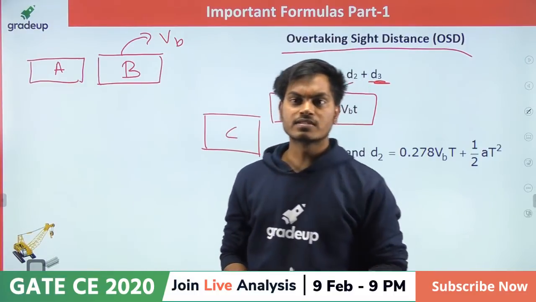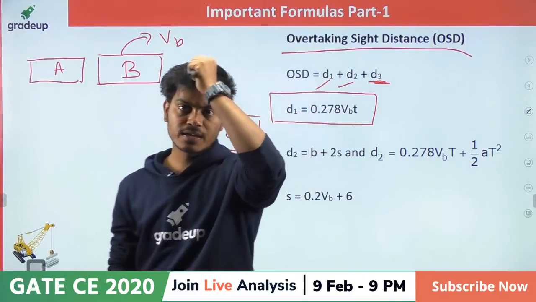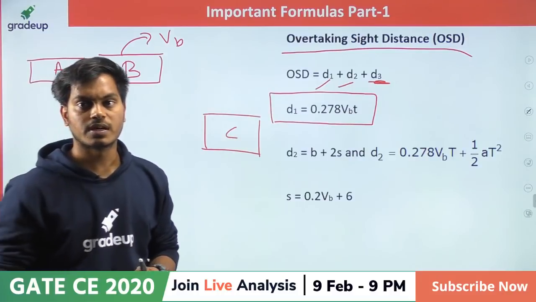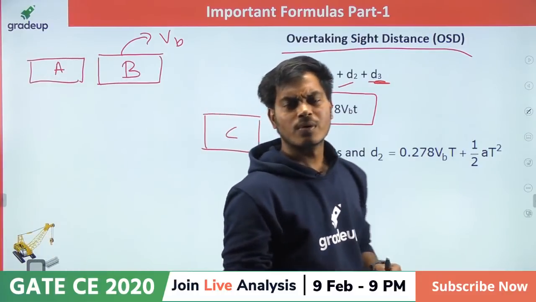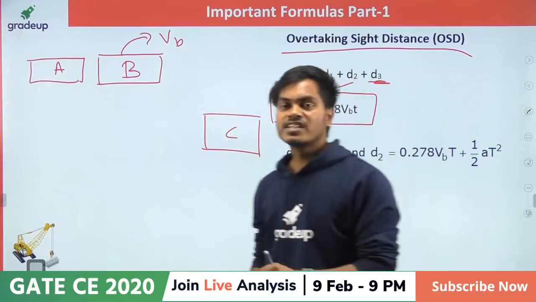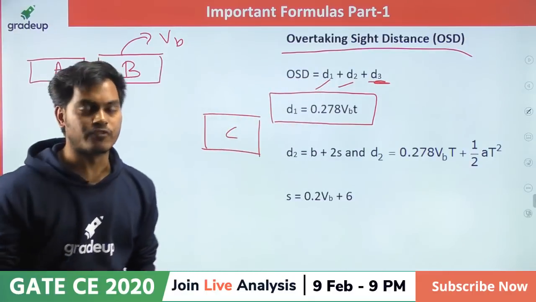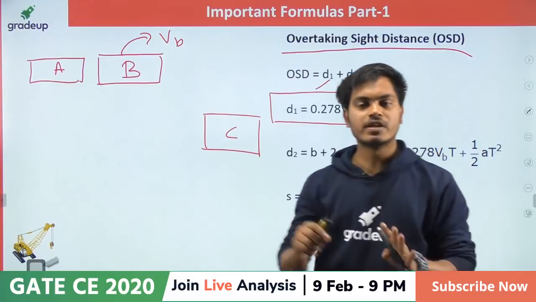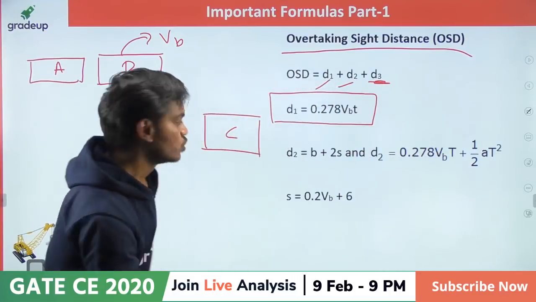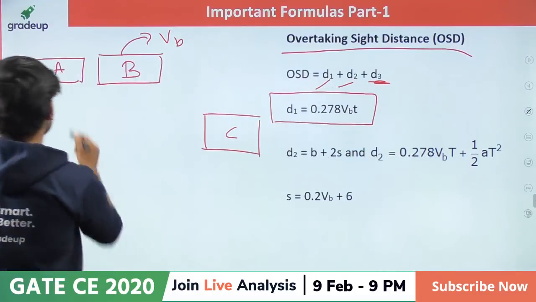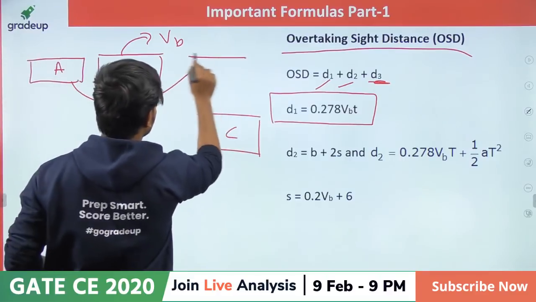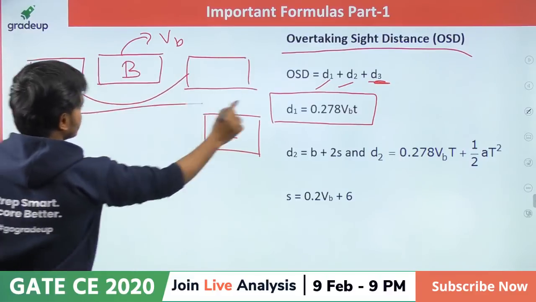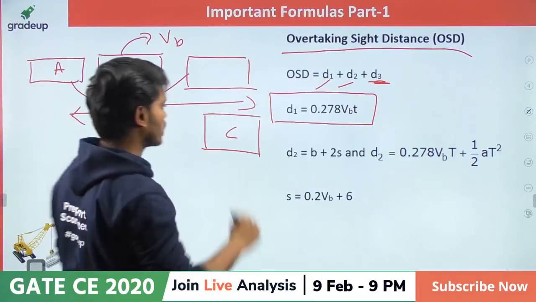If they ask for the distance between A and the other vehicle after completing overtaking, that distance is known as buffer zone. So there will be a certain distance, you just have to get the position of the vehicle, which will eventually come here, and this distance you have to get, from here up to here.